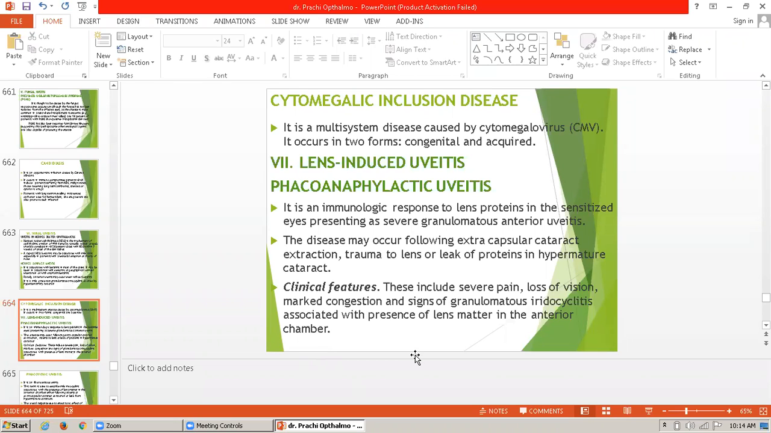So, the phacoanaphylactic uveitis includes severe pain, loss of vision, and marked congestion, and the signs of granulomatous iridocyclitis, which is associated with the presence of lens matter in the anterior chamber.